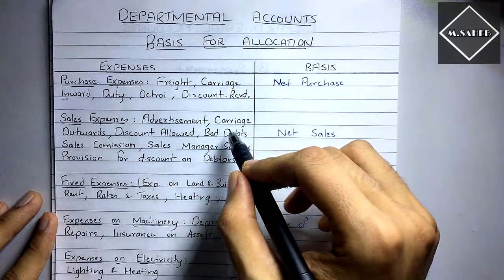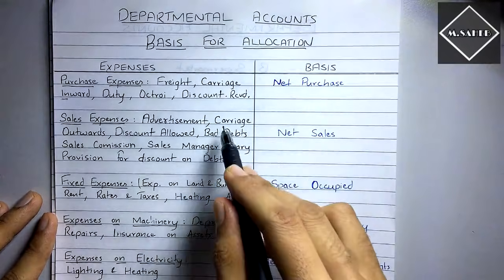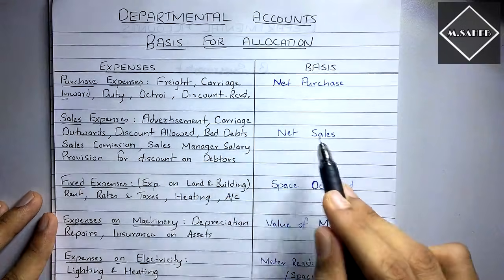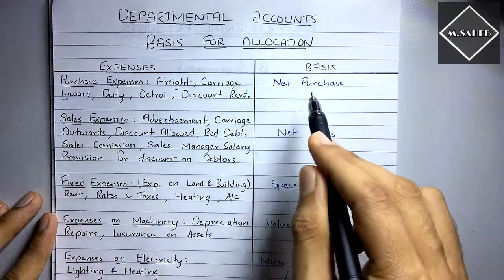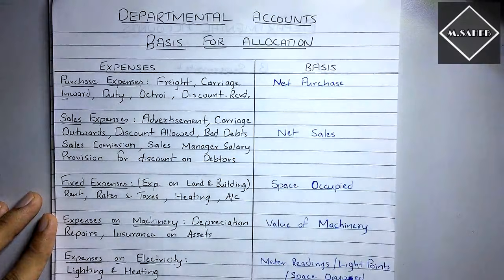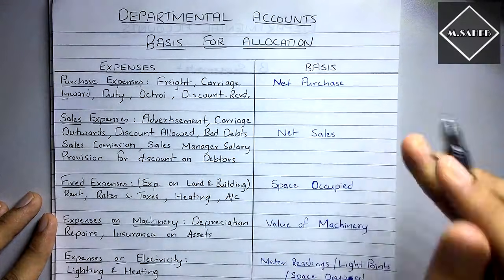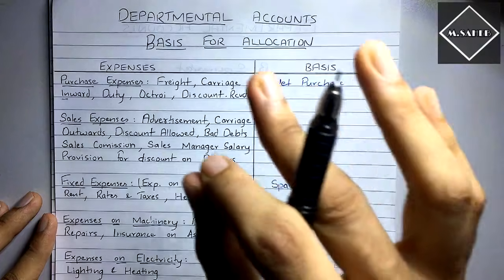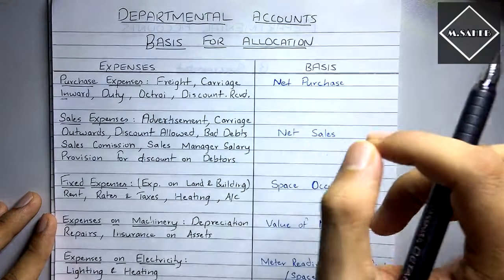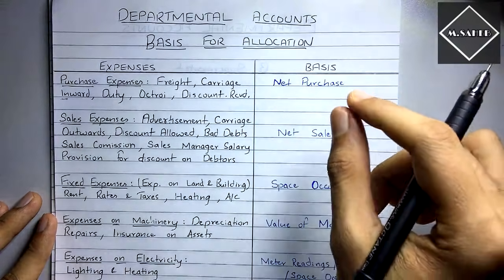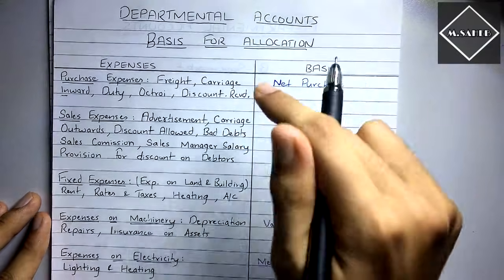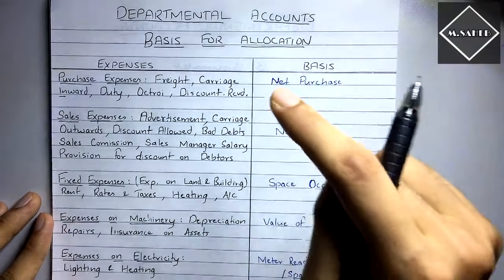So that is what is meant by carriage outwards. So carriage outward will be directly connected with sales, and carriage inwards will be directly connected with purchase. And don't worry, purchases and sales will be given to you in the question. Purchase of each department and sales of each department. Let's say, for an example, purchases of department A, B, and C are given to you as 5,000, 3,000, 2,000.